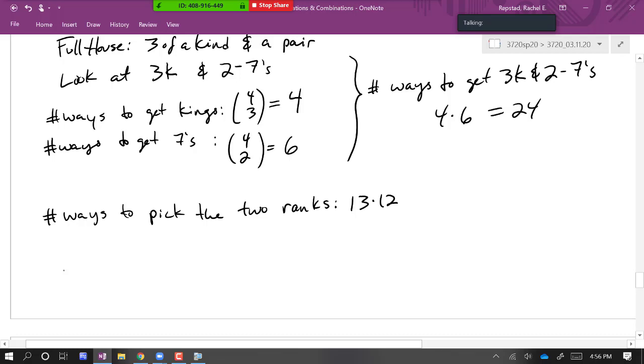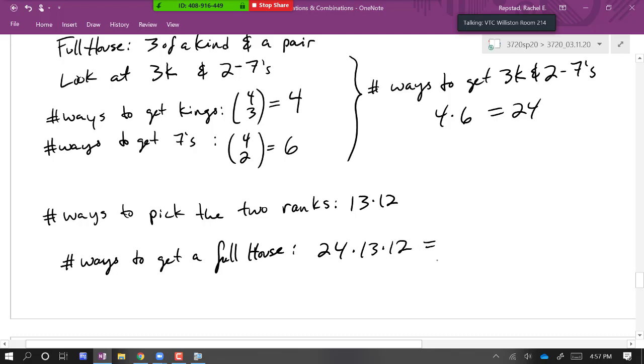Right. Yep. So the number of ways to get a full house is 24 times 13 times 12, which is 3,744. You know, that might seem like kind of a big number. It is a little bit, I guess, but it's really, really small when you consider the fact that there's over 2.5 million ways to just get any old 5-card hand.